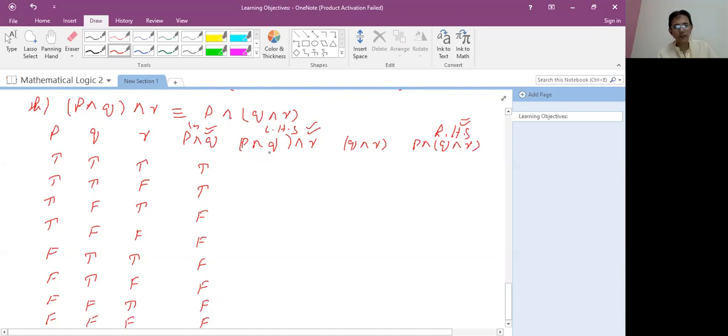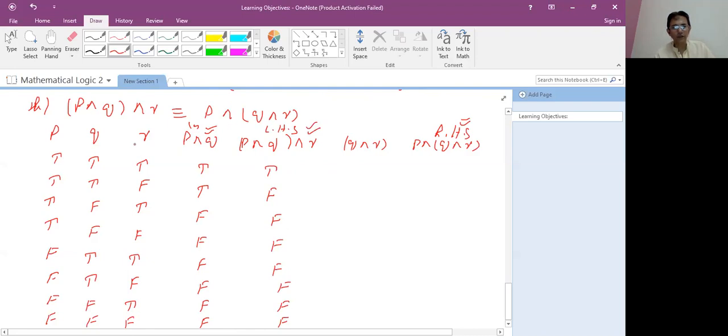But in the next step, in the next column, we will connect this result, which will be R. It means P and Q and R: 1 dot 1 is 1, 1 dot 0 is 0, 0 dot 1 is 0, 0 dot 0 is 0, and so on, all 0. This is the left hand side. Now we have completed the left hand side, then we will start the right hand side.